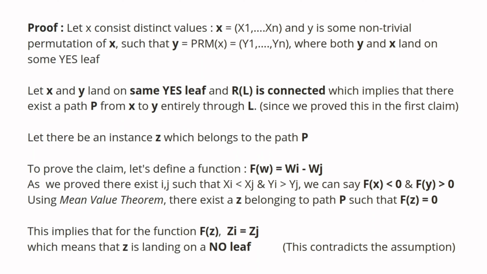Now let us assume that x and y land on the same yes leaf and R of L is connected, which implies that there exists a path P from x to y which goes entirely through L. Since we have proved this in the first claim, I can say that if R of L is connected, there exists a path P from x to y which will go entirely through L. Now let there be an instance Z which belongs to the path P.